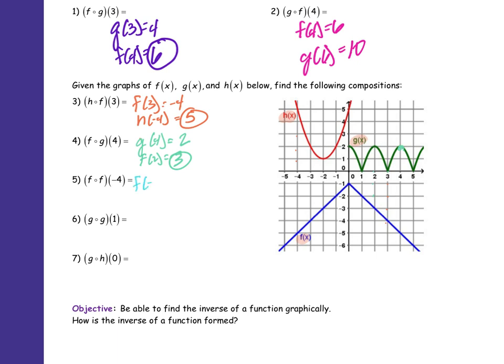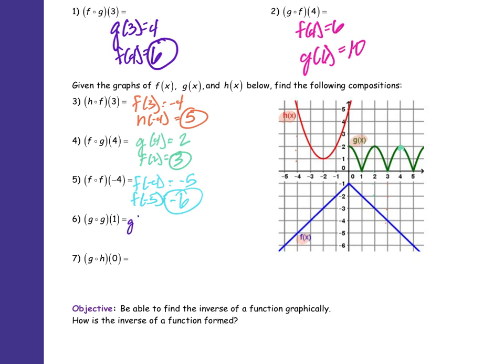F of -4 is -5. And then f of -5 is -6. Okay.